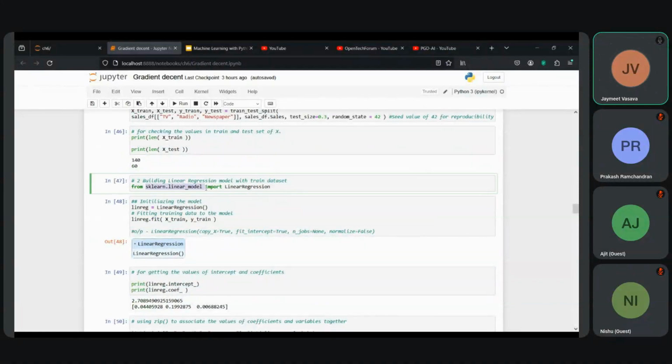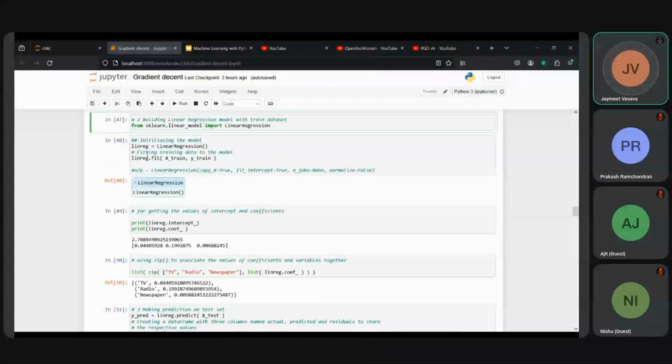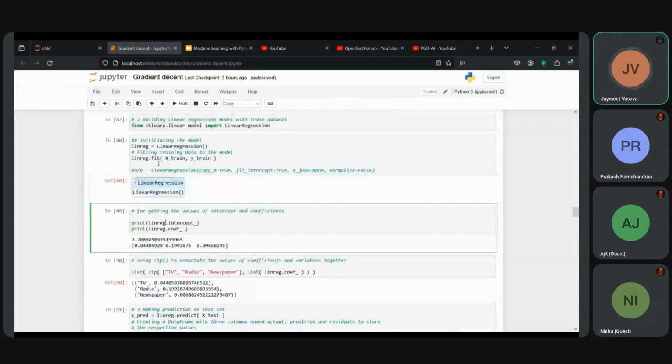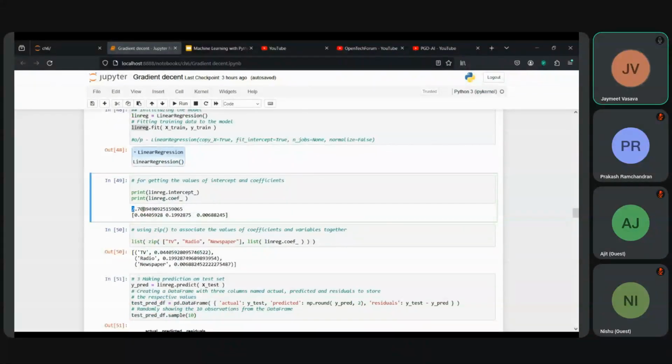Using the scikit-learn's linear model and importing the linear regression, we used linreg as our saving variable. Then fitting the model using the X and Y train split. Then to get the values of the linear regression model, which is linreg over here, and get the values of the intercept and the coefficient values of that model. This is what we get.